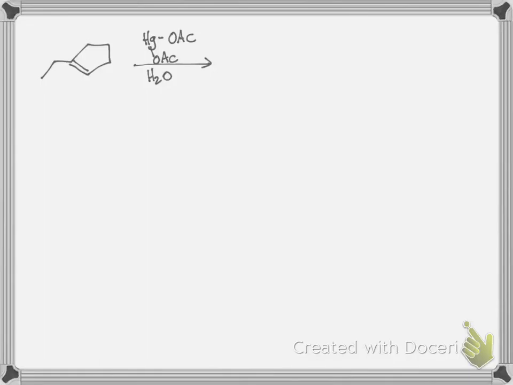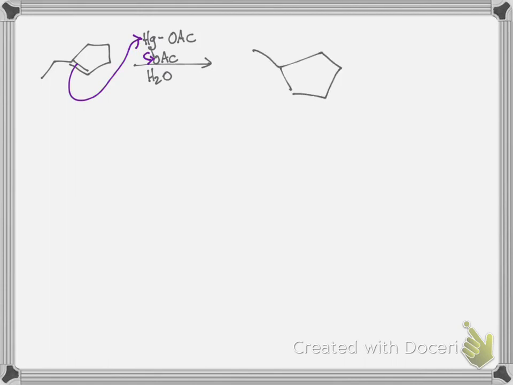This screencast is to show the oxymercuration mechanism of an unsubstituted alkene. The first step in this reaction mechanism happens when the pi bond attacks the mercury and one of the acetate groups leaves. This gives us a mercurinium ion.